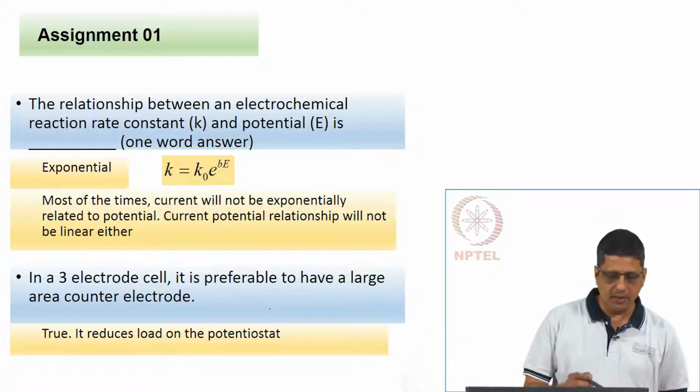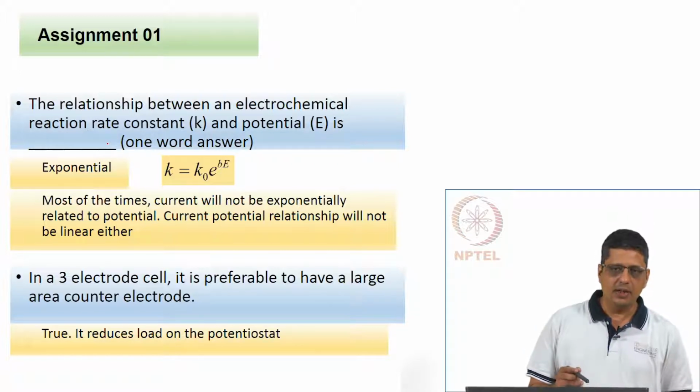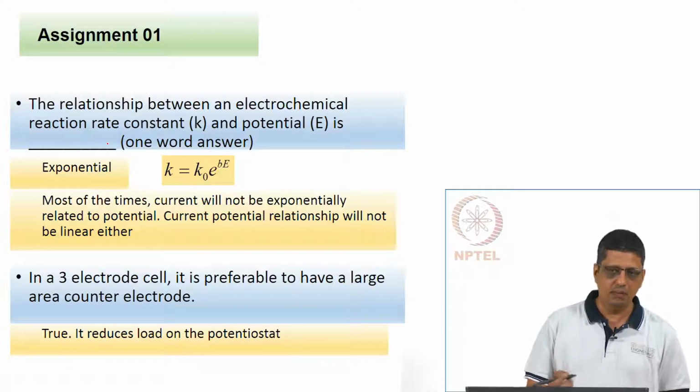So, in the first assignment, the first question is what is the relationship between electrochemical rate constant and potential, and the answer I was expecting is exponential. You can write exponential, you can write exp. Some of you have written exponentially, which is all right.